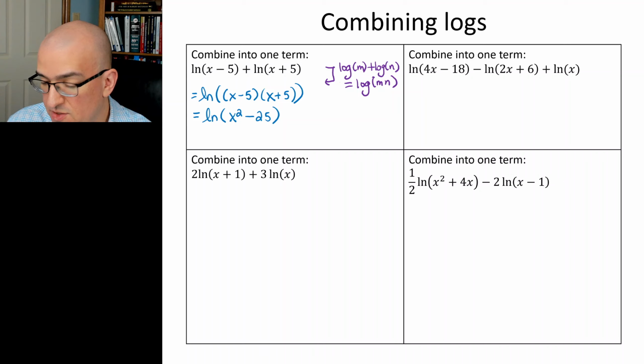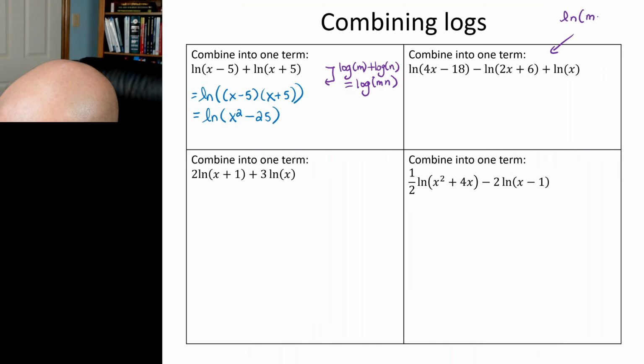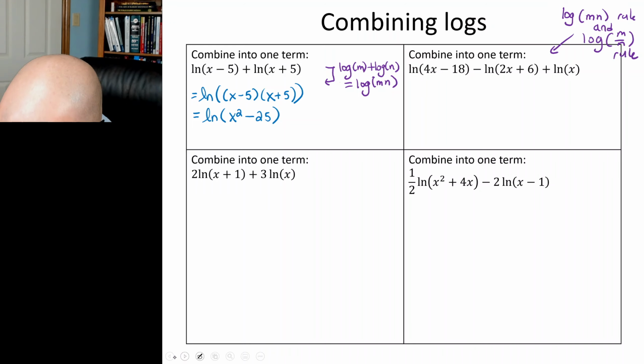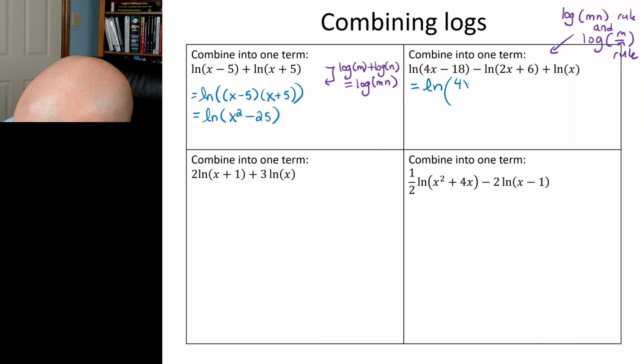Okay, the next one, combine into one term. Here we have to use two rules. We have to use the ln of mn rule, or I should say log rule, and the log of m over n rule. We need to use both of those rules. So I'll do the first two. We have the ln of the first divided by the second, 4x minus 18 over 2x plus 6. We have plus the ln of x.